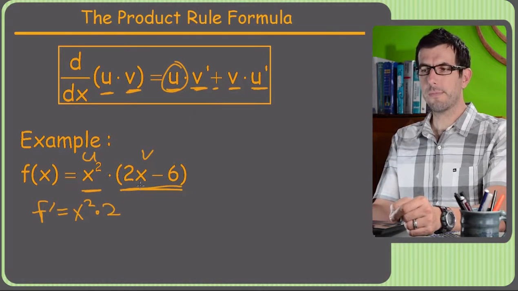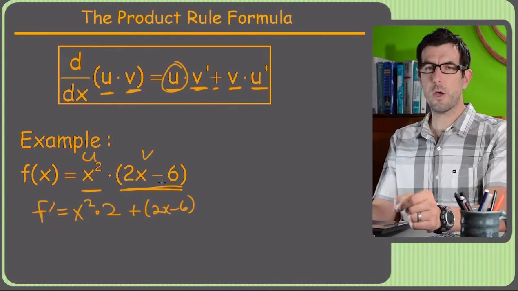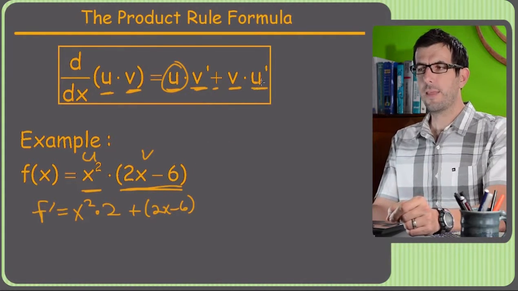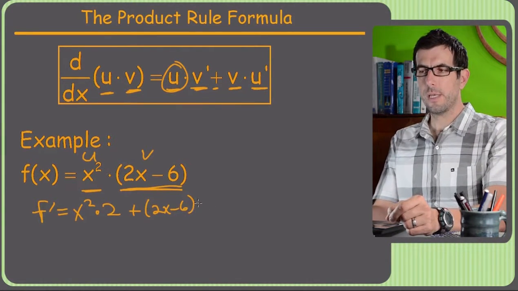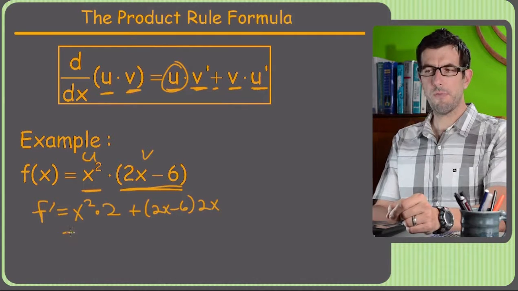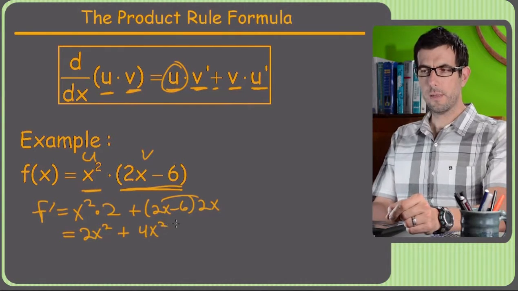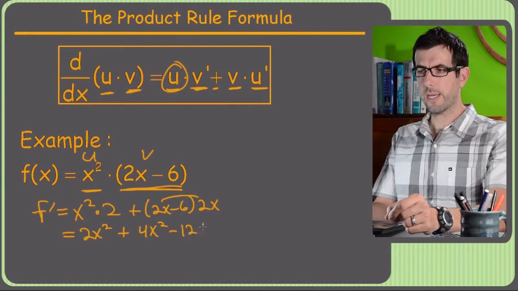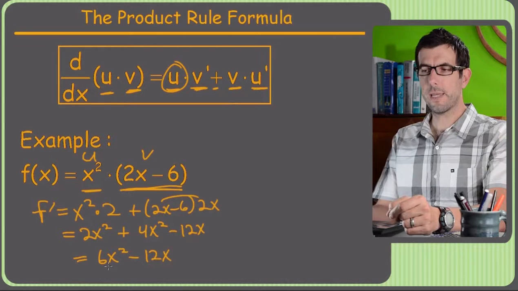Then I have a plus sign. Then I've got a v, which is the second one, and put that in parentheses always when you're subbing in on these. And then u prime is the derivative of this first term, which is x squared, so that'll be 2x. So at this point it's just a simplifying thing. We've got 2x squared here. Then we've got to distribute this out, so we've got 4x squared minus 12x. Now we combine like terms, get 6x squared minus 12x, and we're done.